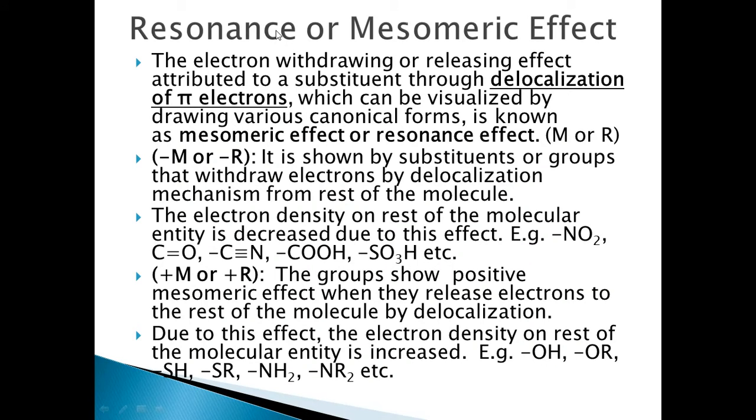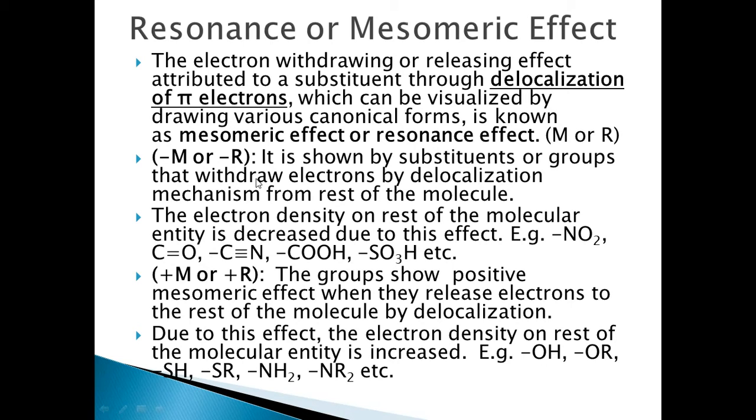Now, resonance or mesmeric effect. Electron withdrawing or releasing effect attributed to substance through the localization of pi electrons, which can be visualized by drawing various canonical forms, is known as mesmeric or resonance effect. And the symbol for this is M for mesmeric or R for resonance. Also, resonance or mesmeric effect can either be negative or positive.